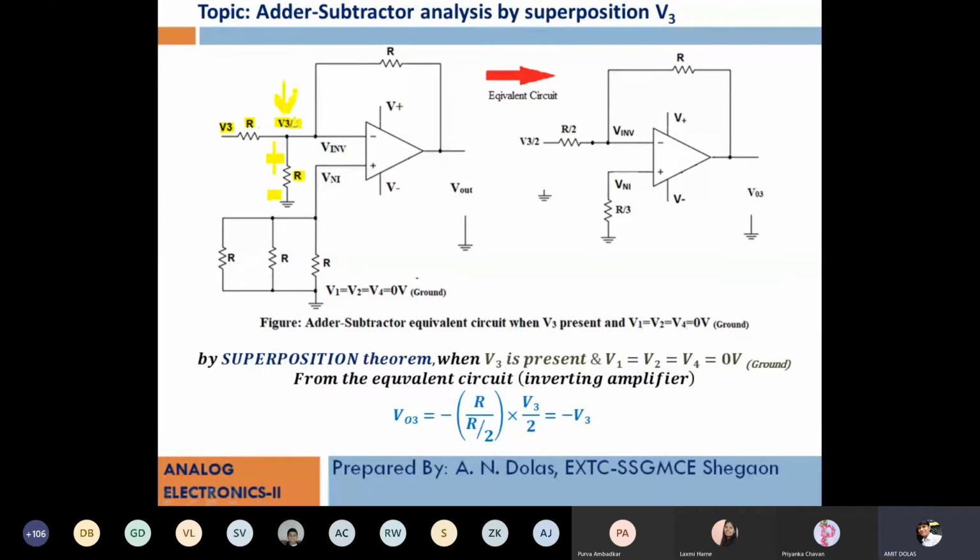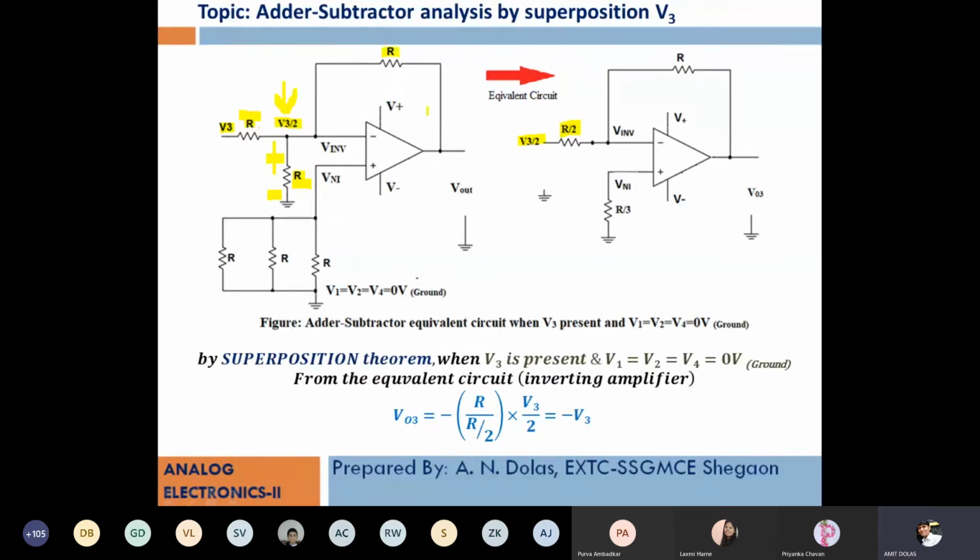But how does this V3 by 2 come about? Due to the effect of this R and this R. If we apply Thevenin's theorem, the effective resistance will be R by 2. So in the equivalent circuit, the effective source is V3 by 2, and due to the resistive effect, the Thevenin equivalent resistance is R by 2. And this R remains as it is in the feedback. In the non-inverting terminal, R by 3 is towards ground, so there will be no effect of this resistance on the output equation. So you can see the equivalent circuit.